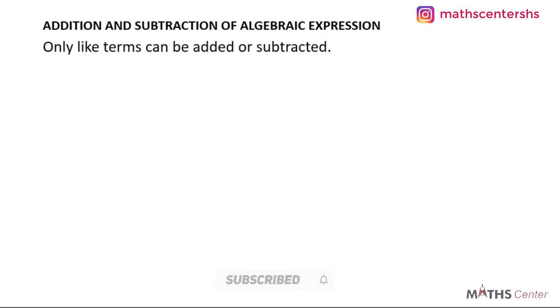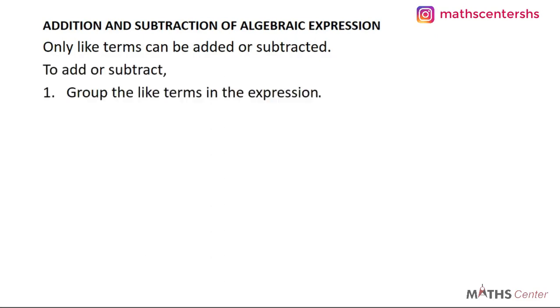Only like terms can be added or subtracted. As we saw in the previous video, there may be like terms in an expression, and this point is telling us that you can only add or subtract like terms. Now, how do we proceed? To add or subtract, the first thing you must do is to group the like terms in the expression.